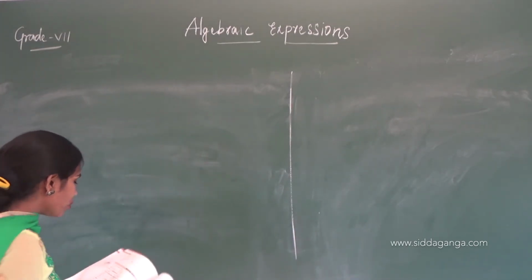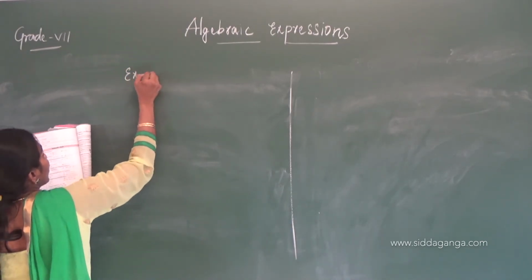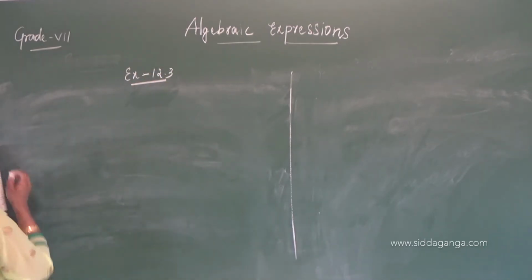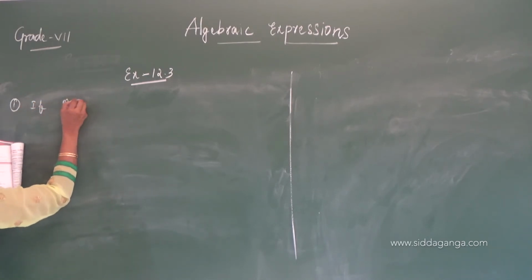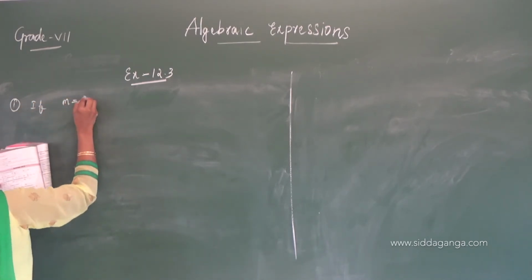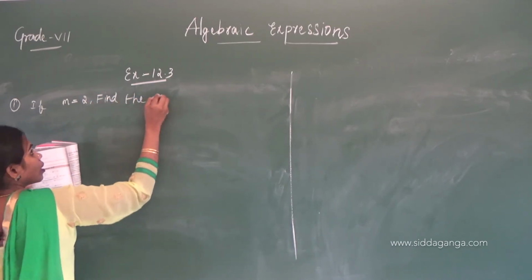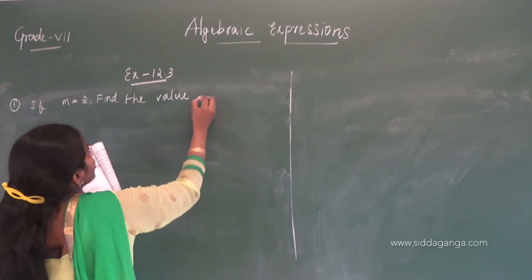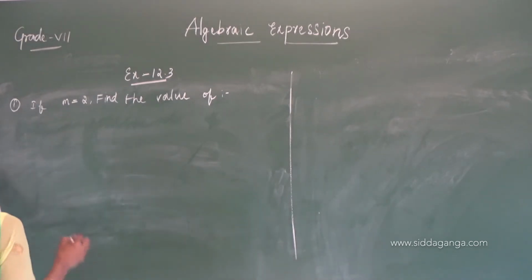Now we are entering into Exercise 12.3. If m equals 2, find the value of the following expressions.